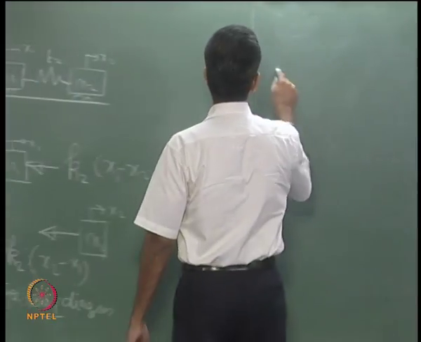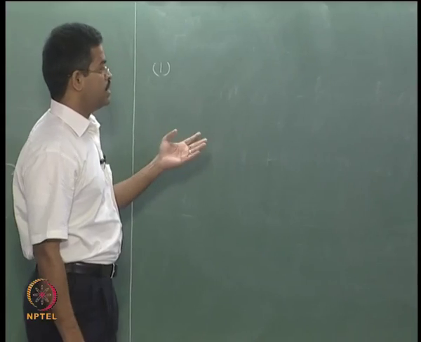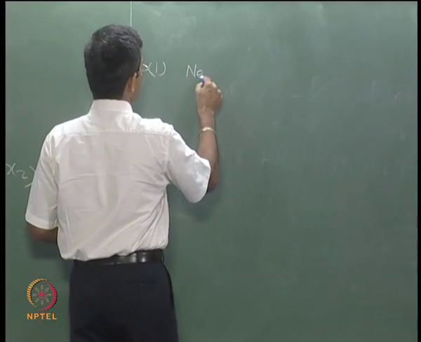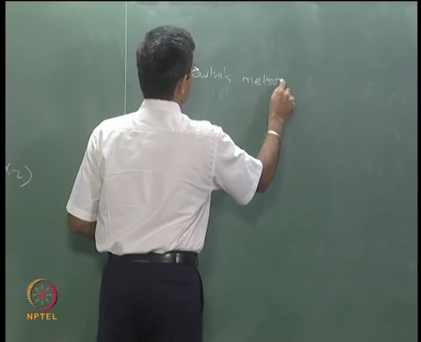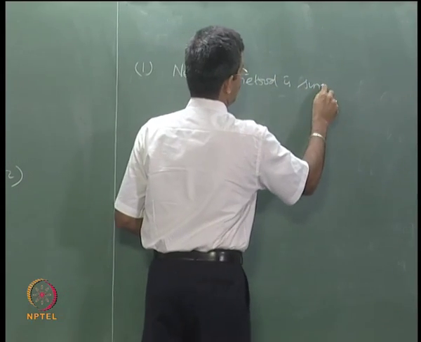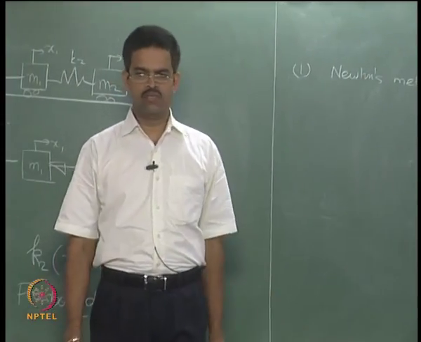The first information I derive is that writing the equation of motion for a 2-degree or multi-degree system using Newton's method, or Newton's law of motion, is simple. I can also use the energy method, which I will show later.